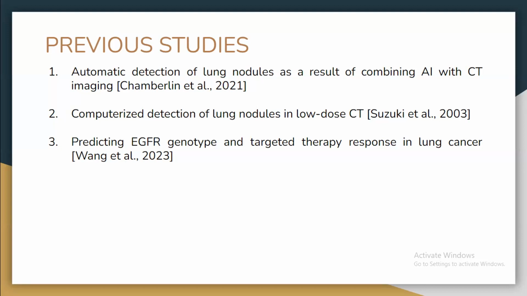Suzuki also worked in 2003. They made some computer programs to detect lung nodules. Lung nodule is nothing but your lung cancer in low dose CT scans. Also, recently this year, they tried to combine EGFR genotype, that is the genomic data, versus lung cancer patients. So a little bit of information has come recently. By the time we were working, they were also working.